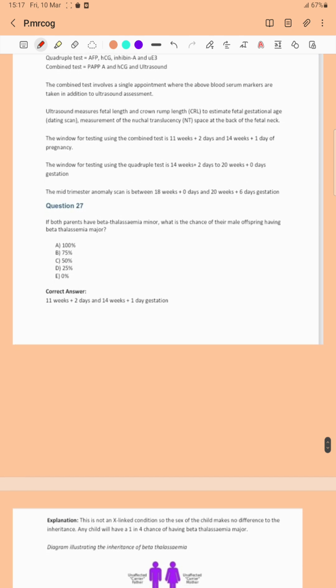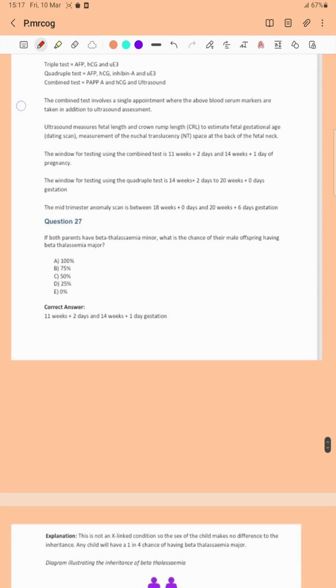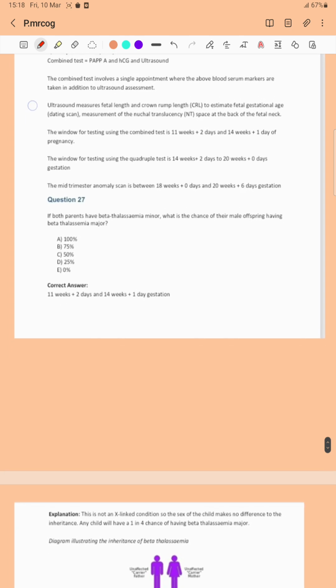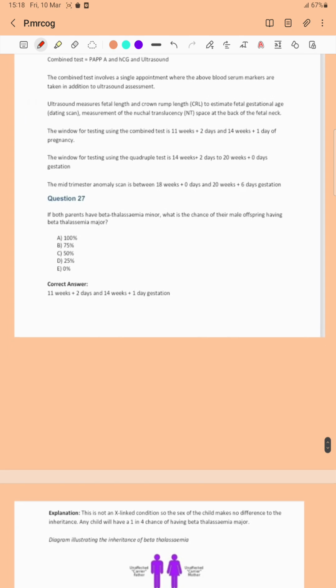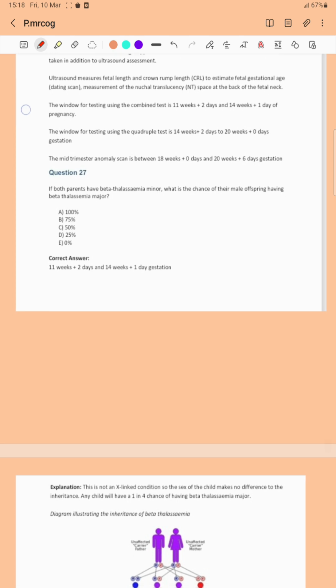And the window for testing using the combined test is about 11 plus 2 to 14 plus 1 days of the pregnancy, and the window for testing the quadruple test is 14 plus 2 to 20 weeks, and the mid-trimester anomaly scan is between 18 weeks to 20 weeks plus 6 gestation.